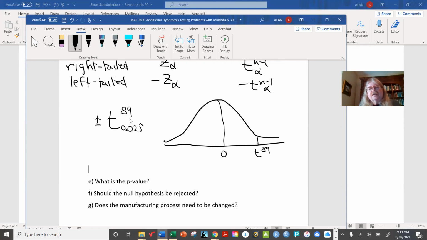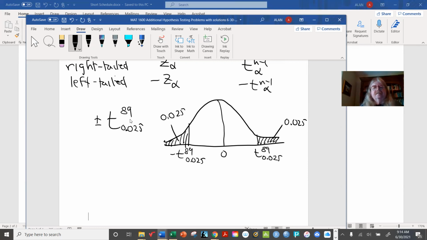I don't know if that's such a great idea. So what we're going to do is use our calculators. We have them, we might as well put them to good use. So we have 2.5% in either tail, and these shaded regions represent the so-called rejection region.